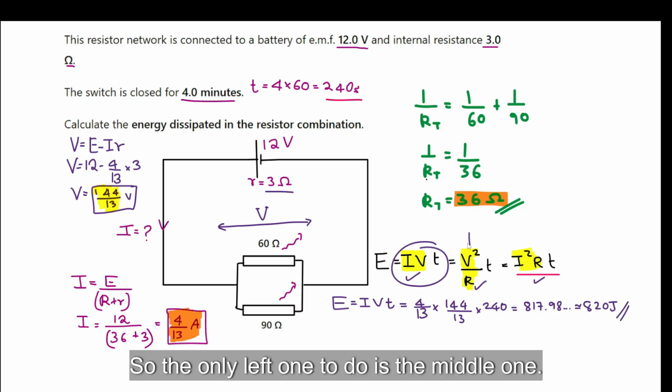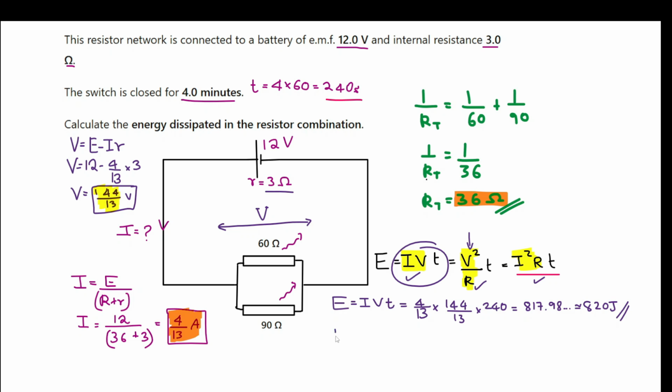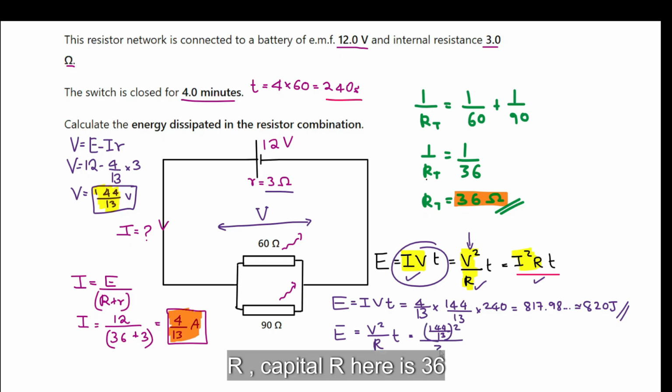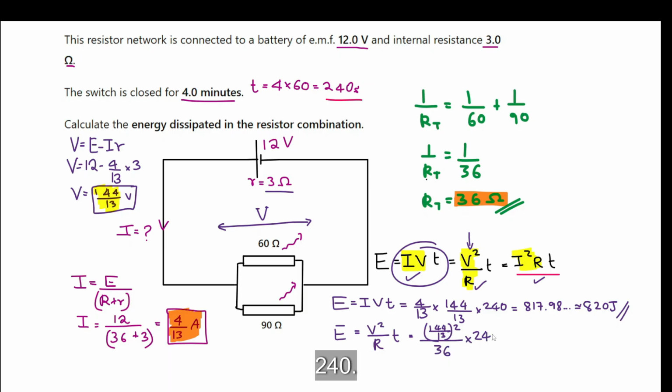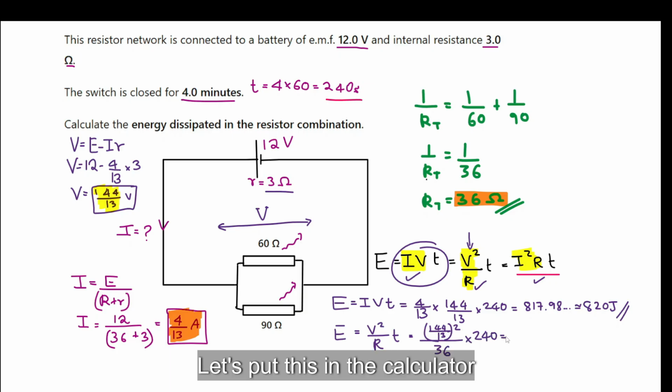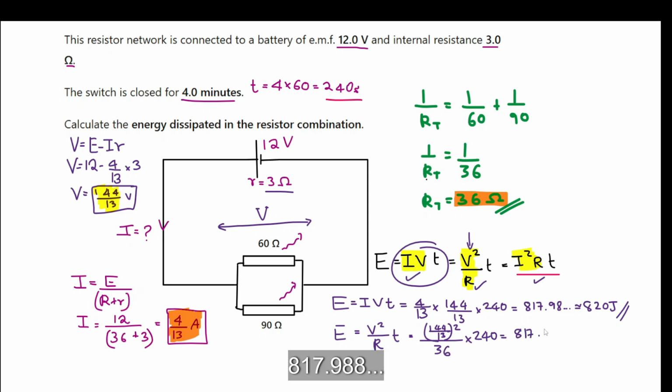So we have done this one as well. So the only leftover one to do is the middle one. Let's see if that one works too. So E is equal to V squared over R, times T. So let's plug the values in carefully. So V is 144/13, everything squared, over R. Capital R here is 36, times by 240. Let's put this in the calculator, and I got exactly 817.988. So that again gives you 820 joules.